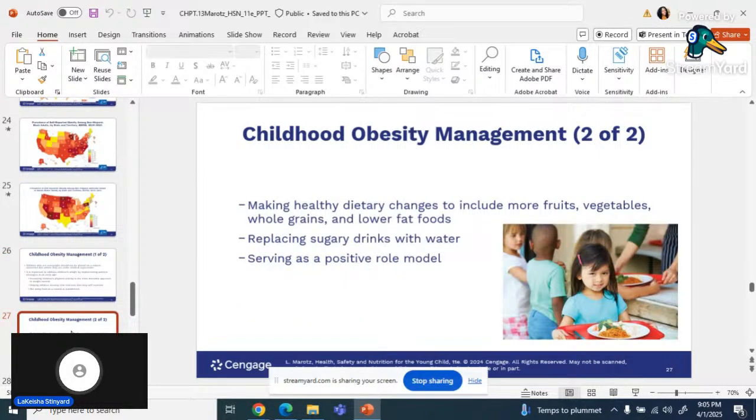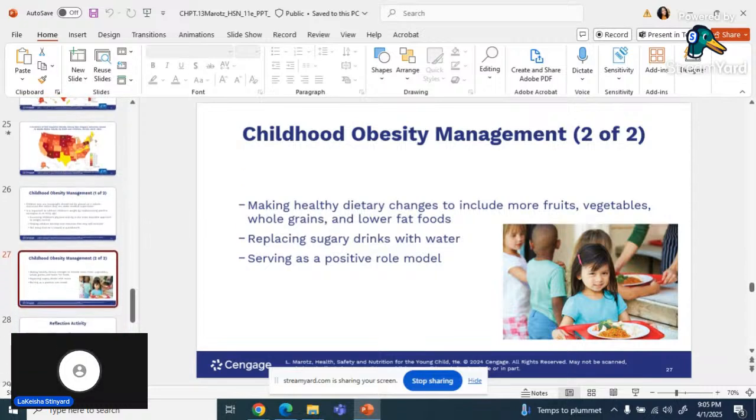Making healthy dietary changes to include more fruits, vegetables, whole grains, and lower fat foods. Replace the sugary drinks with water and serve as a positive role model. That's why during meal times, the teacher should always sit at the table with the children. Try to encourage them to eat it, even if you don't like it. Don't say yuck in front of the children.